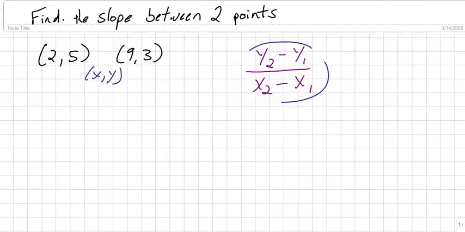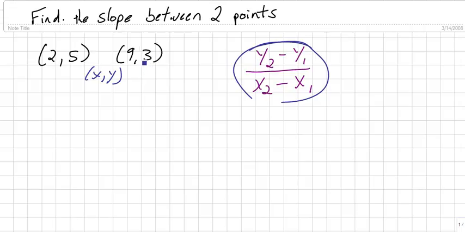Here is a formula for finding the slope between two lines. It's y2 minus y1 over x2 minus x1. Now, in terms of which one is y2 and which one is y1, believe it or not, it doesn't matter as long as you match up the y2 and the x2 together. So let's go ahead and start with these guys.